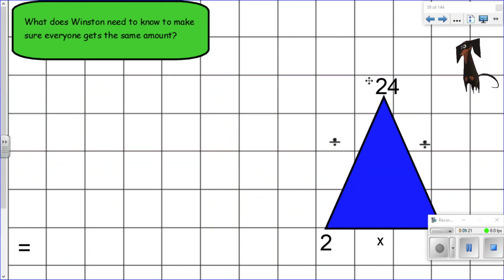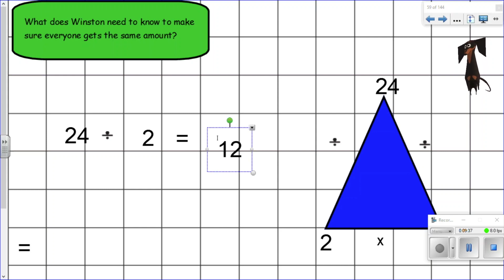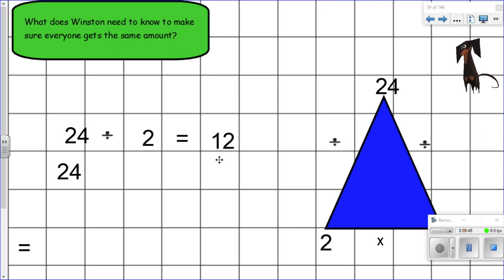Okay, now let's write out our number sentences. So we have 24 divided by 2 equals 12. Then we have 24 divided by 12 equals 2. So what do we know?